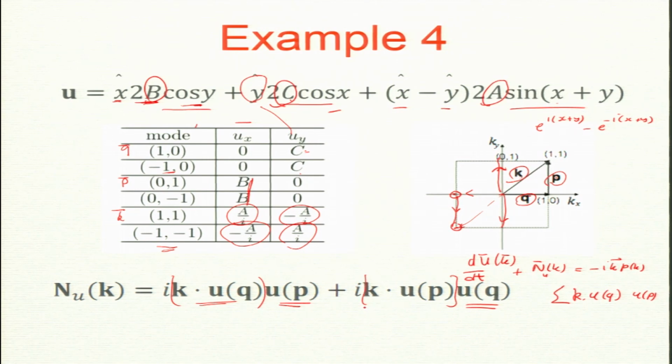We can do this step by step, all of it, but I will not do every step. Let me just do one of them. k is (1, 1), dot u(q), which is here (0, c). What will it give you? Just c. And u of p will be b y hat, b x hat.